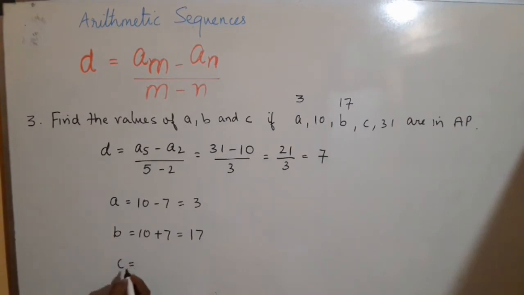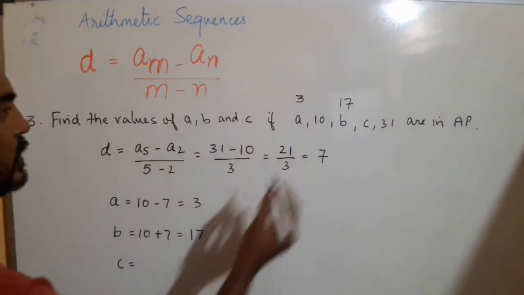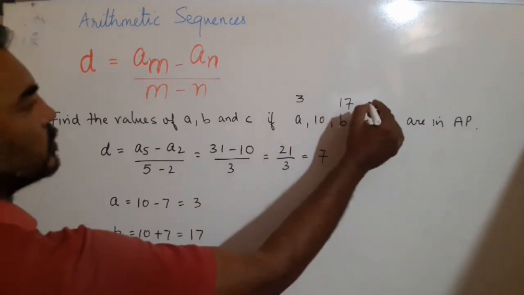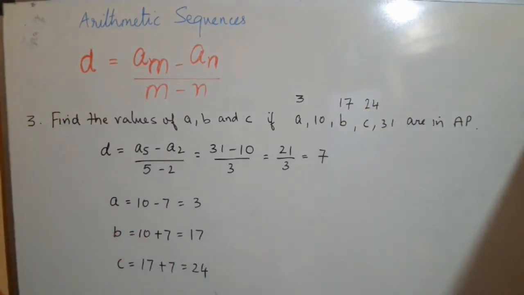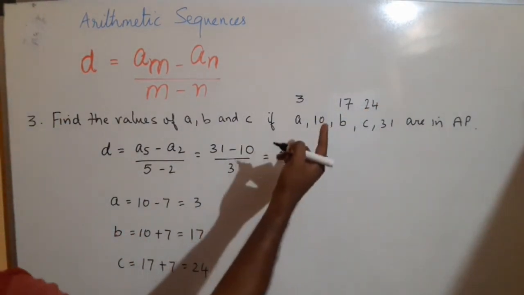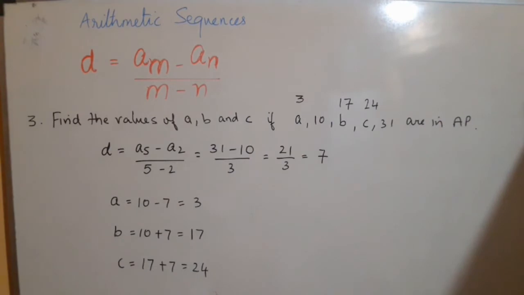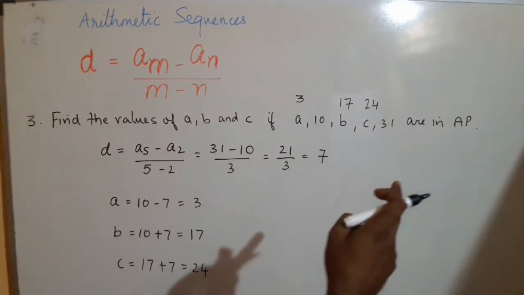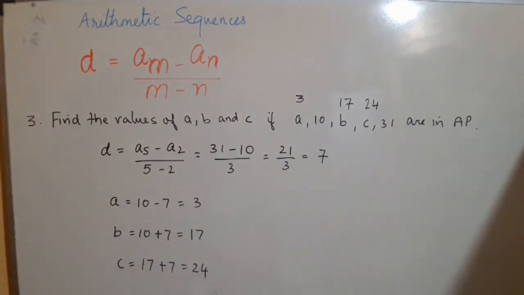C we get by adding 7 to the third term, sorry. So we get 17 plus 7 equal to 24. So this term is 24. And you can see on adding 7 to 24, we get 31. So here we had an AP whose second term and fifth term we were aware of, so we used it to find out this equation.